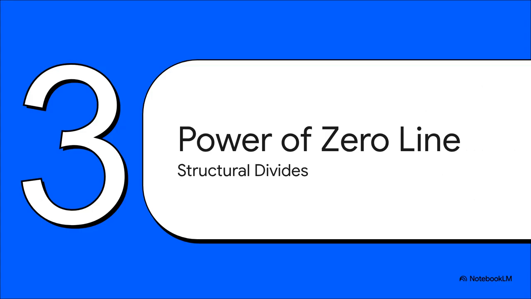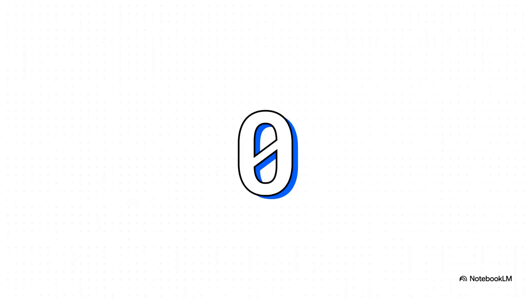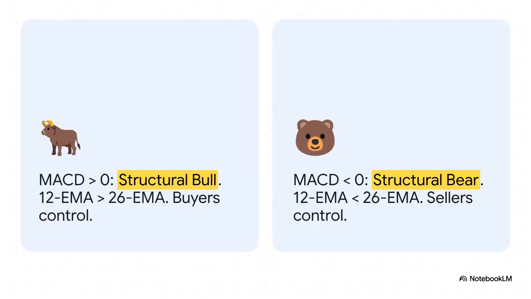Which brings us to Section 3, the power of the zero line. We are shifting our focus to the absolute center of the MACD grid, 0. Now, it looks like just a simple digit, but you absolutely have to stop seeing it that way. 0 is the structural dividing line of market regimes. It is literally the equator of market momentum. Everything, and I mean everything that happens on your chart must be judged by where it sits relative to this exact equator. Let's clearly define these regimes.